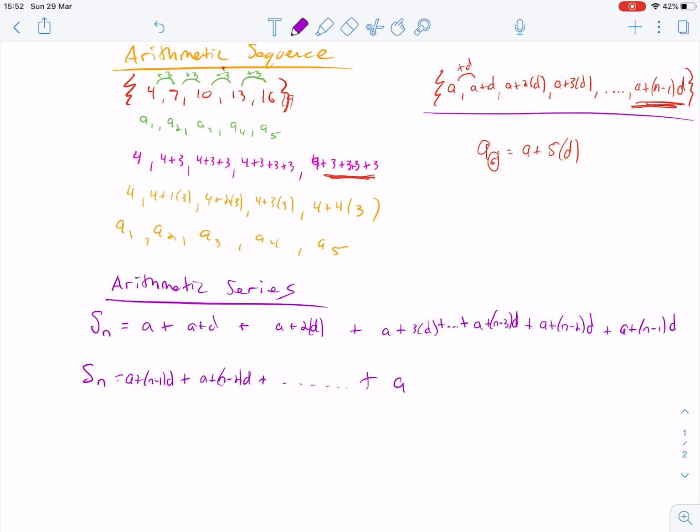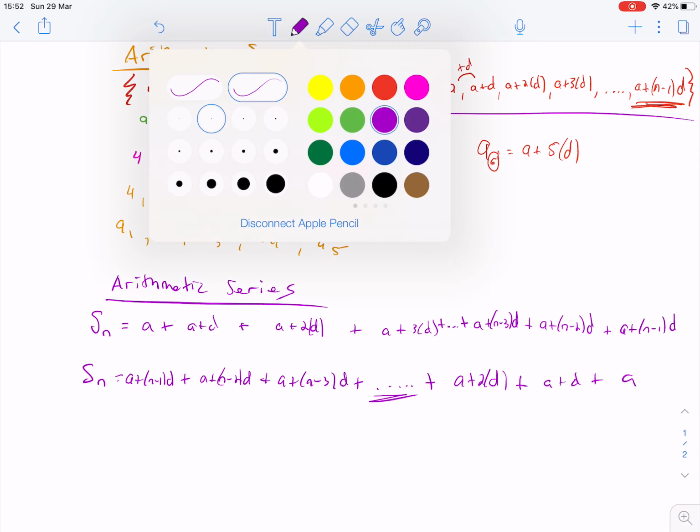So let's do a little bit more. So let's get the same thing so you guys can see it. And so we get a plus n minus 3d plus a plus 2d. It doesn't matter how many terms this is. Plus a plus d plus a. Okay. So the way to prove this is, let's say we add these together.